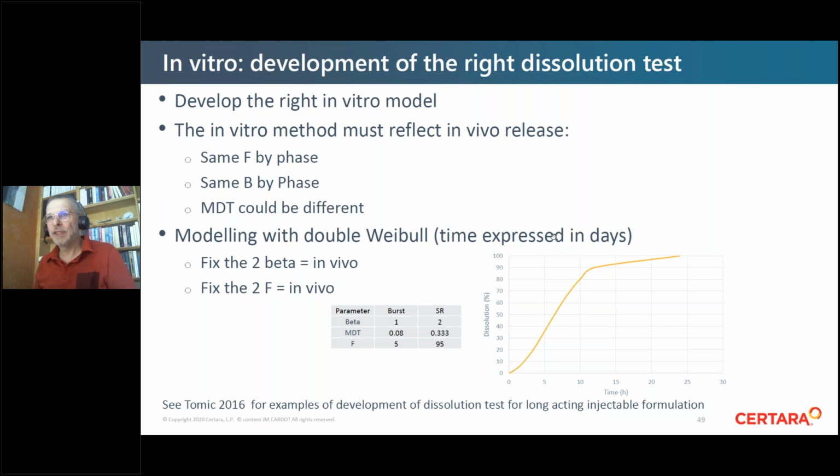That means you are going in this case to make the same fit, but you are going then to fix in vitro the burst, the beta, excuse me, to the same quantities, the F to the same quantities, and you will see in this case if the system can adjust the MDT. If yes, you have directly the IVIVC. And the way to develop this type of dissolution was described also by Atomic in 2016 in the way to try to develop an accelerated dissolution time for implants.